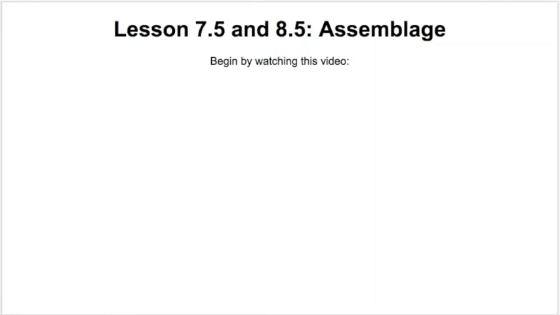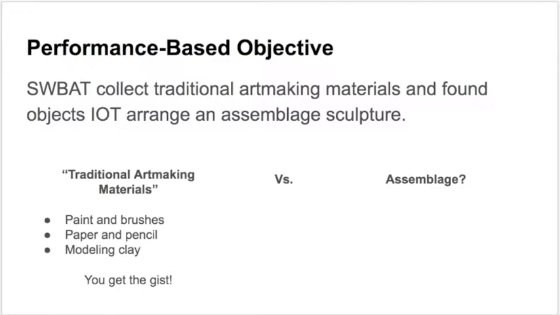This is lesson 5 on assemblage. In this video, I'm going to go over every part of this lesson. So the performance-based objective, what is assemblage, some vocabulary. We're going to learn about a few artists, and then we're going to make our own work of art. This video goes over the entire thing so that you know exactly what to do.